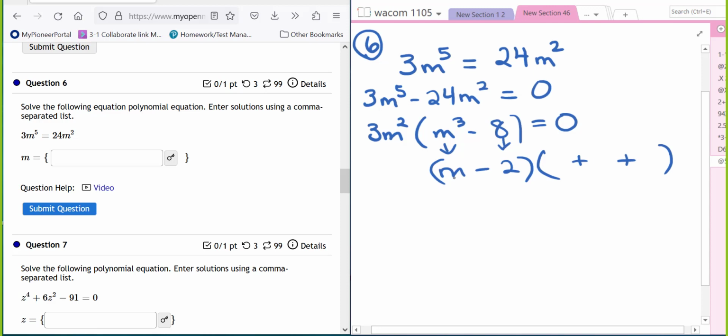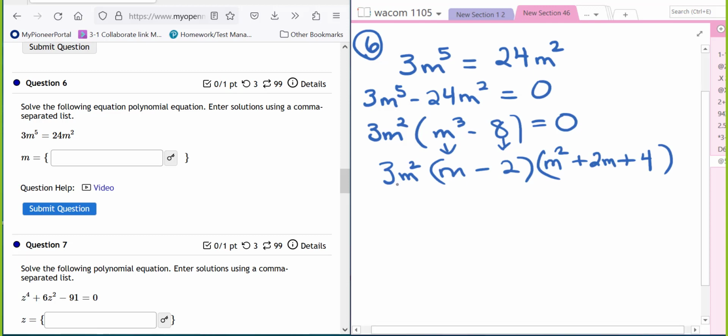You're going to take the first one times itself, so m times m is m squared. First one times the second one, m times 2 is 2m. And last one times itself, 2 times 2 is 4. When you factor a cube, this piece will not continue to factor. And it is still a quadratic, so that piece of it will have to go to quadratic formula to solve.